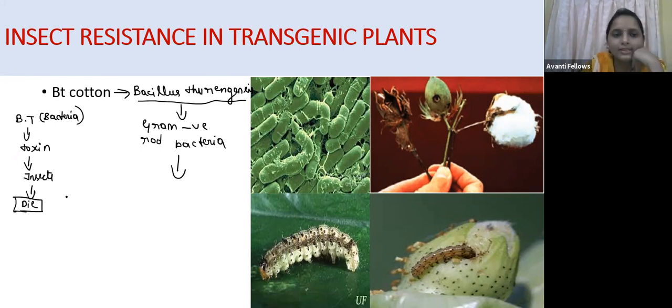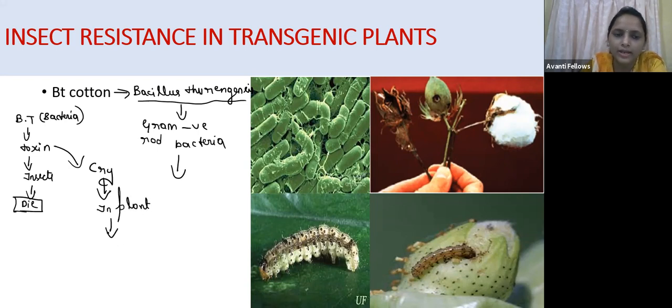So what they did in biotechnology is to create resistance against the insect. They took the gene which is causing this toxin. The gene name is cry gene. They took this cry gene, and then they inserted this cry gene in a plant.